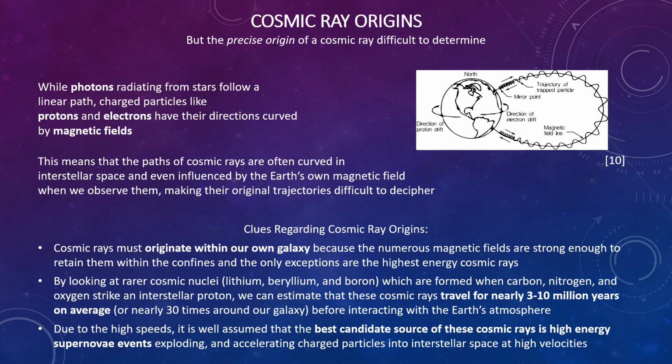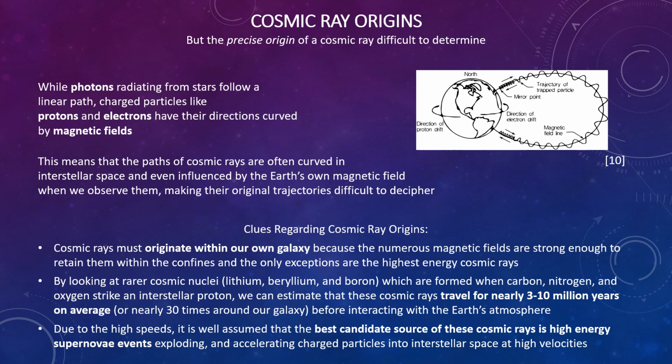Cosmic rays must originate from within our own galaxy because the numerous magnetic fields in our galaxy are strong enough to retain them within its confines, and only a few exceptions of the highest energy cosmic rays could have come from outside our galaxy. We can tell by looking at the rarer cosmic nuclei like lithium, beryllium, and boron, which were formed when carbon, nitrogen, and oxygen strike an interstellar proton.